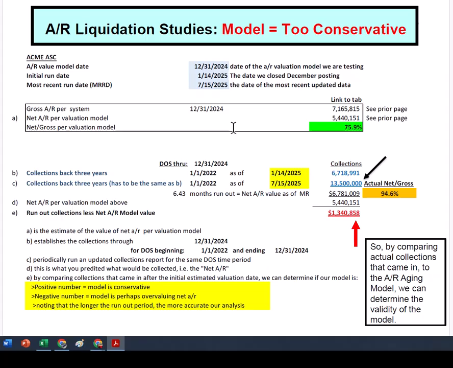In this example, let's say everything's the same, only I collected $13.5 million. So I've collected $6.7 million more than I had at the end of the year for that same date of service. I predicted 5.4. So now I've collected 1.3 more than I predicted. That model is probably too conservative, right? I need to change my factors. And this is exactly what I've done over the years. Exact same thing. I've done it twice a year.